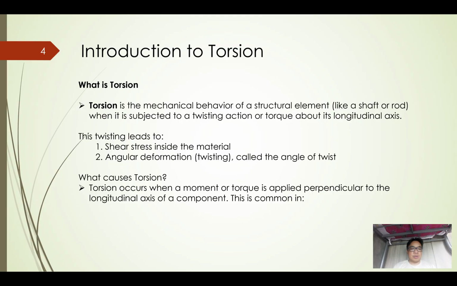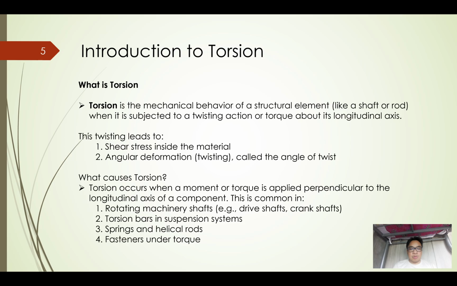And what causes torsions? Torsion occurs when a moment or torque is applied perpendicular to the longitudinal axis of a component. This is common in rotating machinery shafts, for example drive shafts or crankshafts, torsion bars in suspension systems, springs and helical rods, and fasteners under torque.